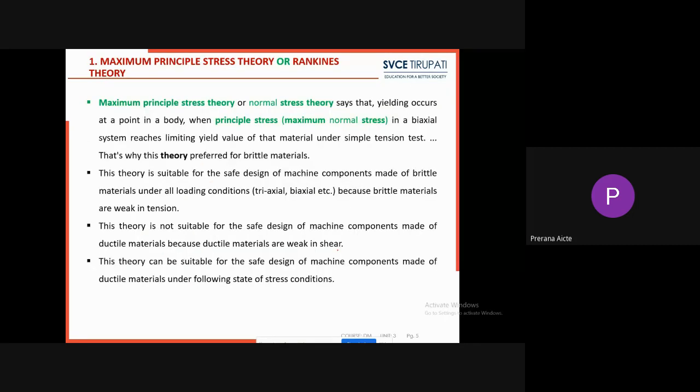Okay, so before that, I think all of you know what the elastic limit is and what the plastic limit is. Anyone? What is elastic limit? What is plastic limit?